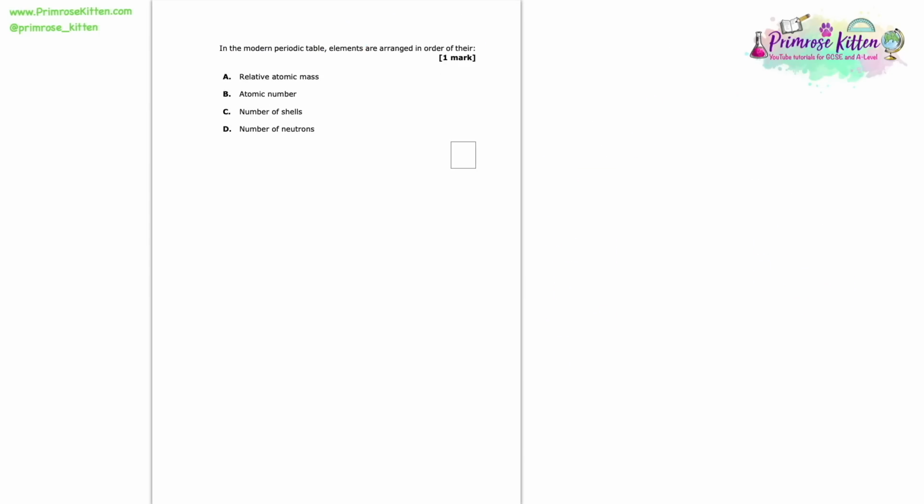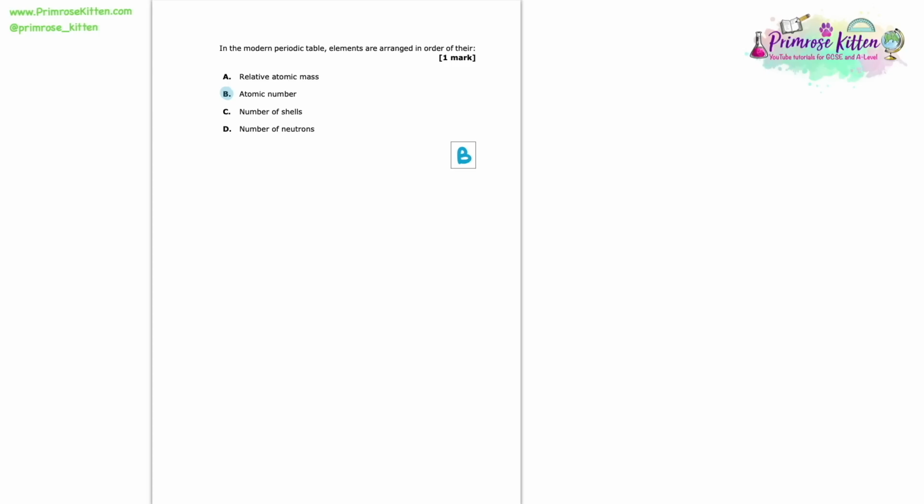In the modern periodic table, elements are arranged in order of their... Now this question is all about recall, isn't it? This is a fact that we're expected to know. So the answer to this is B, atomic number. Remember that the periodic table arranges elements in order of their atomic number. If you don't already know that, that's a great fact to learn.